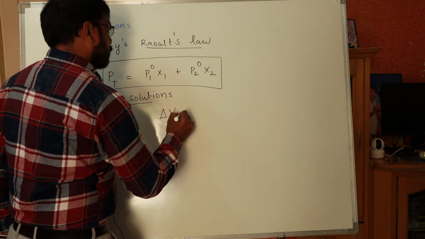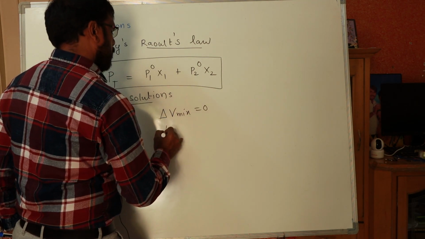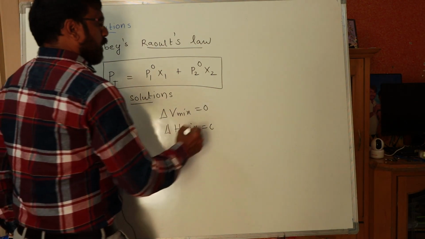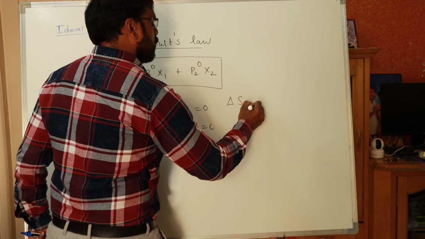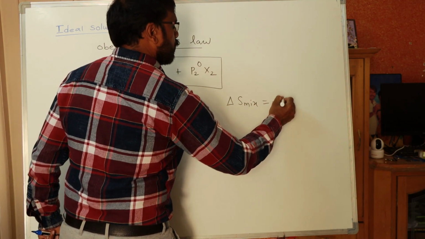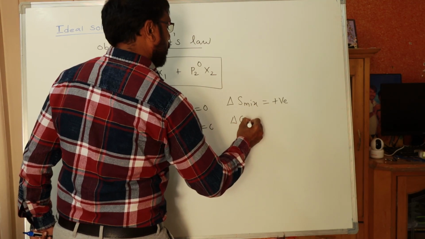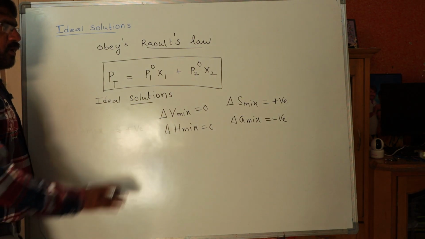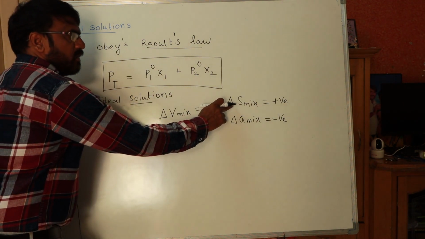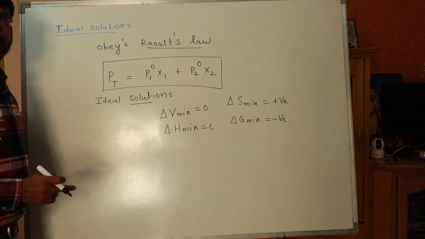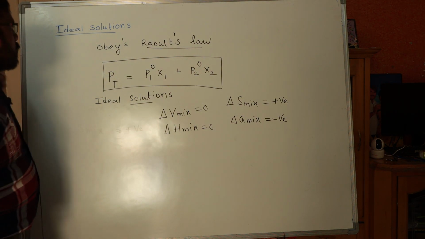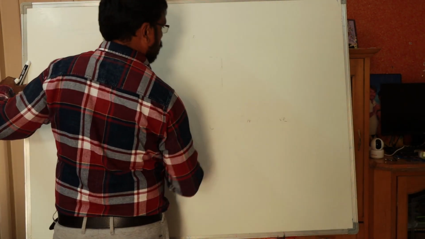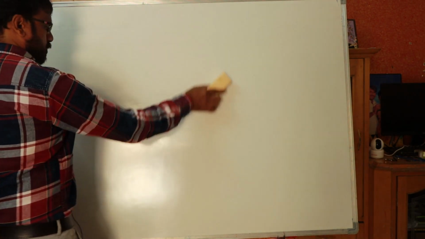Now the point is, in case of an ideal solution, delta V mix is equal to 0, delta H mix is equal to 0, delta S mix is positive, delta G mix is negative. In today's session I am going to explain how this delta S mix is positive and delta G mix is negative.